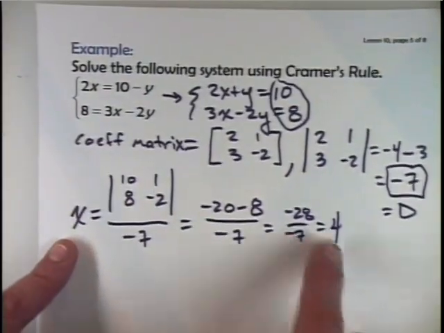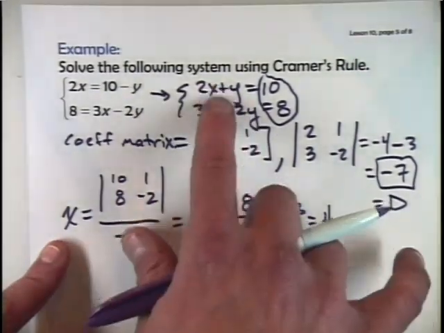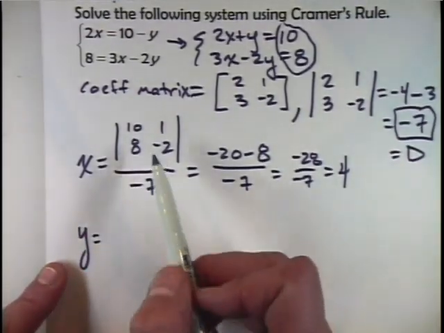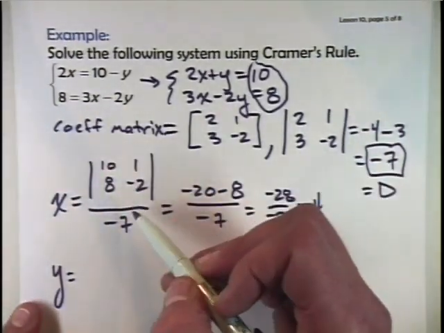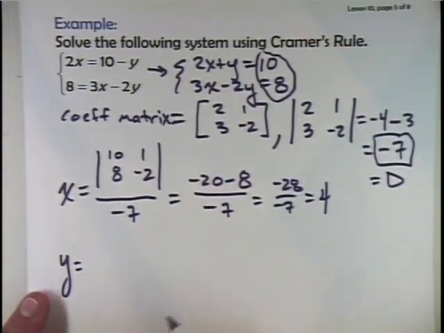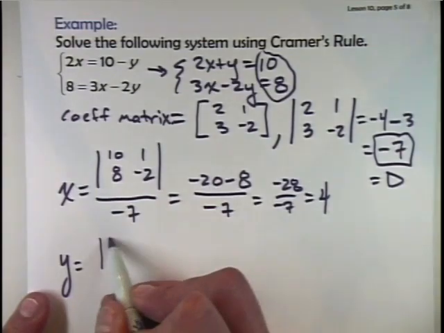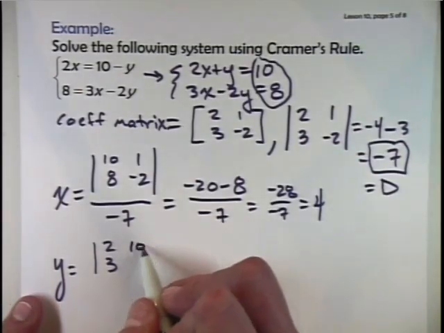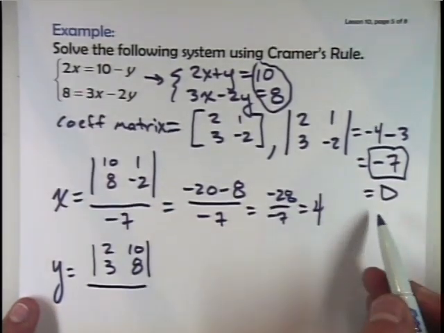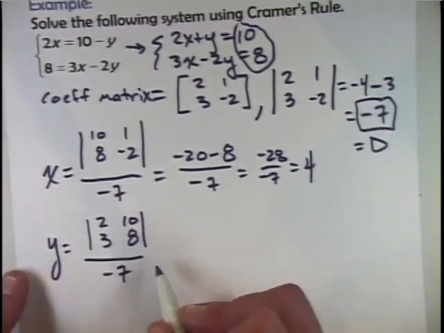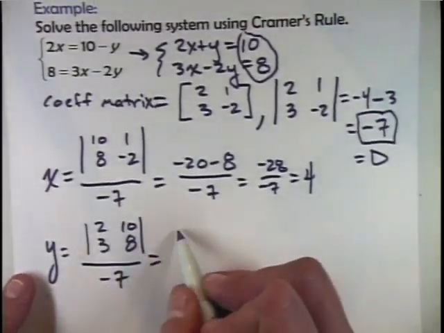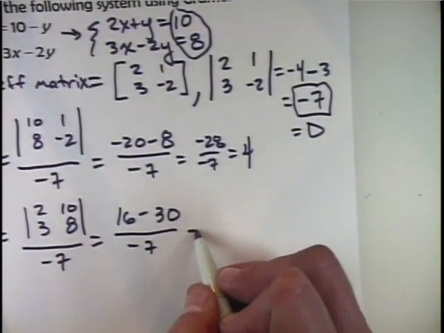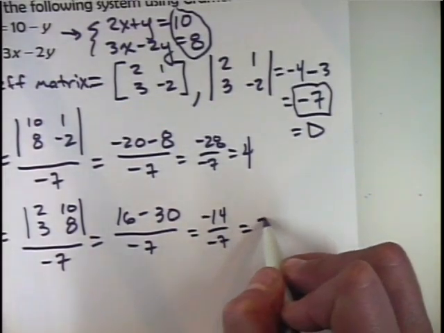So that's the x-coordinate that makes this solution true, or the x-coordinate of the point of intersection of those two lines. Pretty cool. Doing it for y is a very similar process. We just replace the y coefficients, or the second column, with 10 and 8, the constants, or the solution column. So I get 2, 3, the x's go along for the ride, and now the 1 and negative 2 get replaced by the 10 and 8, and then I'll divide that by the determinant, which is negative 7. Evaluating the numerator, I get 8 times 2, which is 16, minus 30, all over negative 7. And that's going to give me negative 14 over negative 7, which is positive 2.